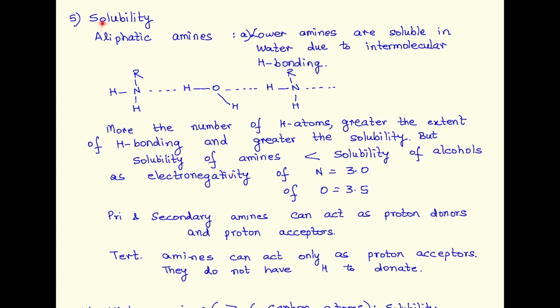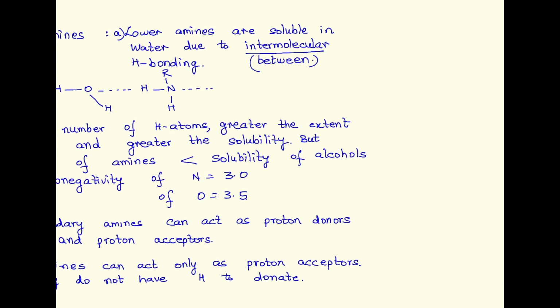We shall apply the same logic of hydrogen bonding to explain the solubility of aliphatic amines. As can be seen, in the case of lower amines, because this hydrocarbon part is smaller, they will be soluble in water due to what we call intermolecular hydrogen bonding. Inter means between two molecules. And can you recall the other type of hydrogen bonding? Yes, I mentioned just a while ago, intramolecular.